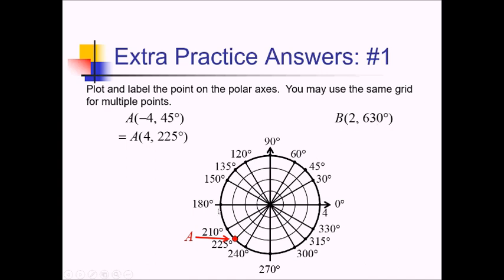All right, now on to point B, (2, 630). Well, this isn't even on the polar axes because this is bigger than 360. So the key here is just subtract 360 until you get a number that is between 0 and 360 degrees. 630 minus 360, that's going to be 270. So this is (2, 270). So we're just looking in the 270 direction and taking 2 steps out to get point B.